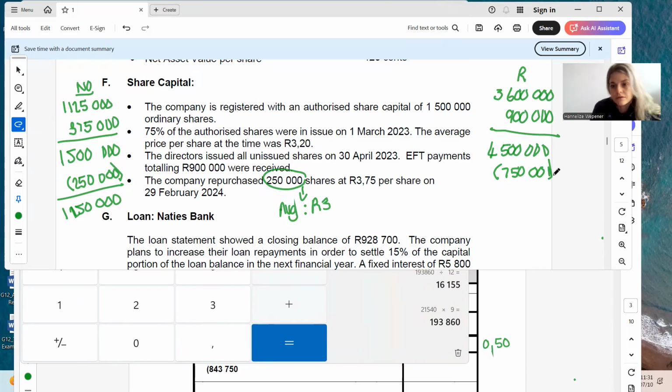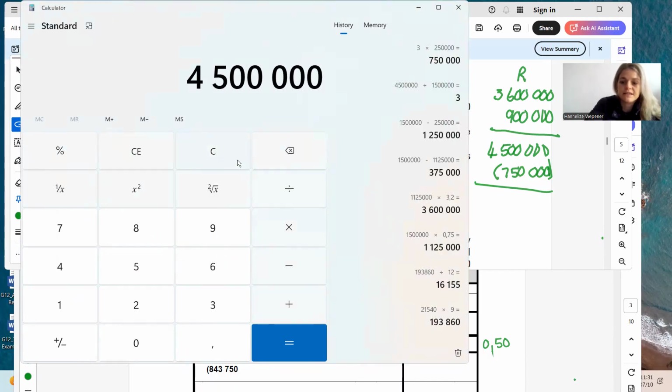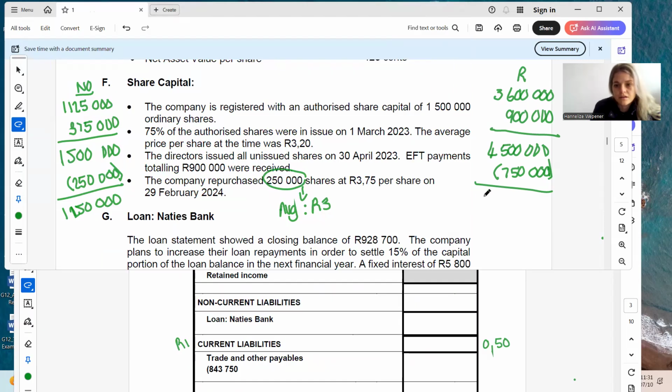Right, so your share capital now is actually 4.5 million minus your 750,000, which is 3,750,000. Remember, I'm doing all of the calculations on my question paper now, but you need to show all of this in your answer book. The only reason why I'm showing it on my question paper is because I don't want to go back and forth between two files, but you will have a question paper and answer book, so it's easy to do your calculations in your answer book. Otherwise, you're not going to get part marks.